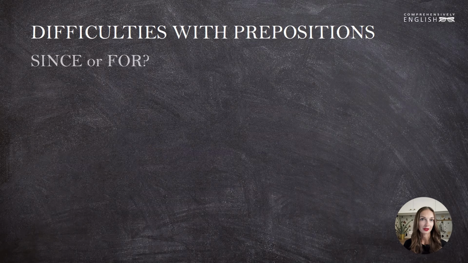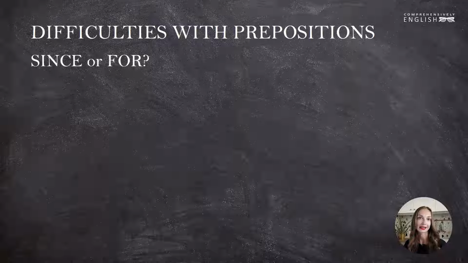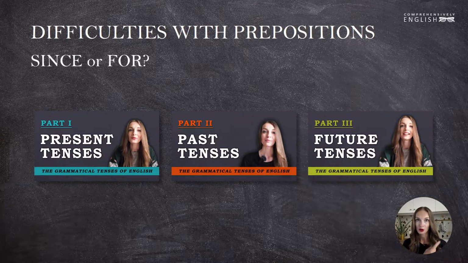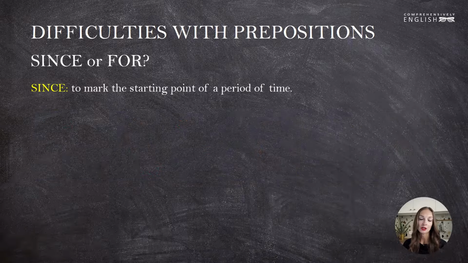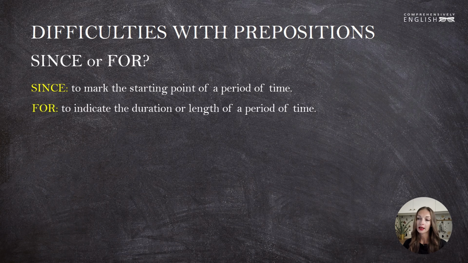Let's take a look at another couple of prepositions which might constitute a challenge for some English learners. These are the prepositions since and for. We speak about these words when we learn the present perfect and the present perfect continuous tenses. By the way, if you need to revise the tenses of the English language, I have a video on my channel about it. So since we use to mark the starting point of a period of time, while for we use to indicate the duration or length of a period of time.